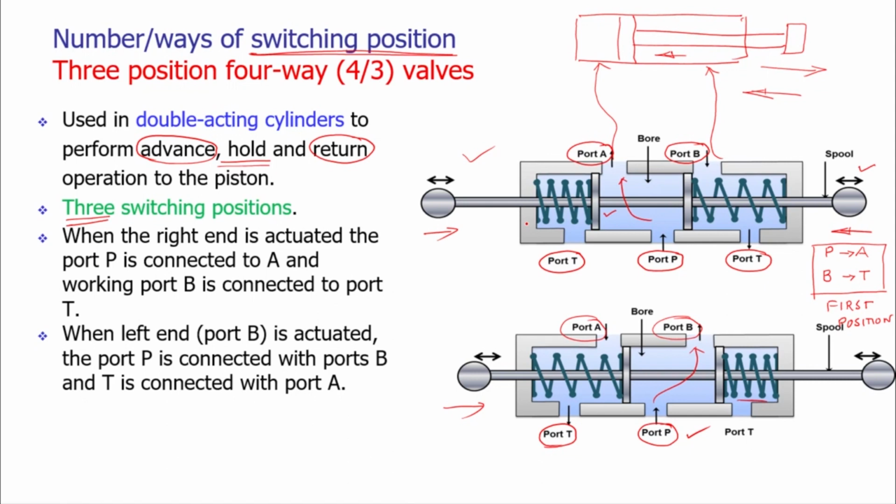Or we can have a situation where port A and port B are connected to the tank port itself. So whatever fluid is there is basically relieved. We are getting the pressurized fluid from both sides of the piston, and that is going to the tank port. So based on the requirement, we can have different configurations for the third position. We will see some of the configurations in our next slide.